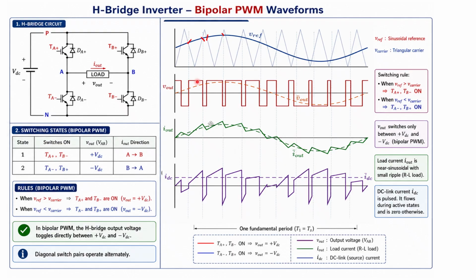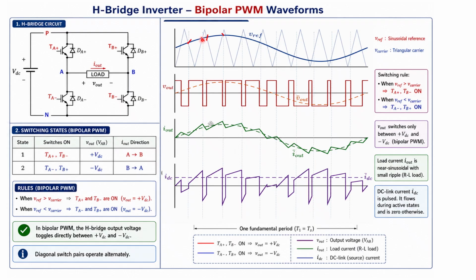Whenever the reference is smaller than the carrier, the other diagonal pair, that is TB plus and TA minus, will turn on. The output voltage becomes minus VDC. So this is minus VDC, this is plus VDC.